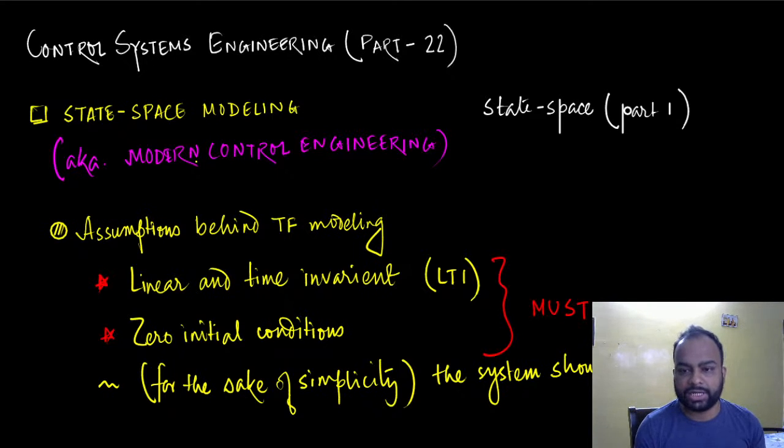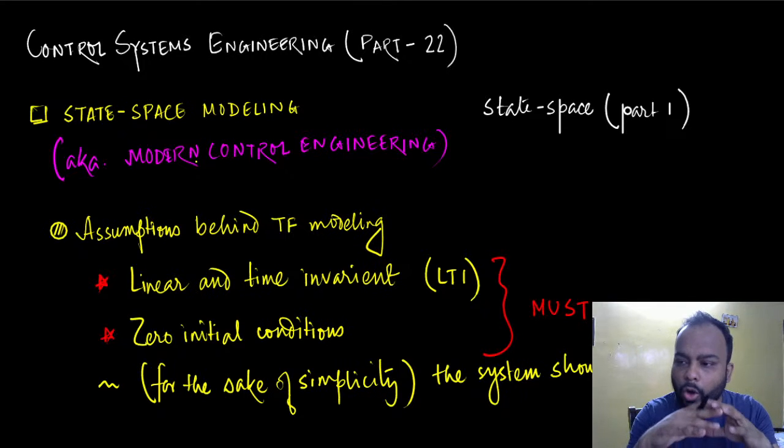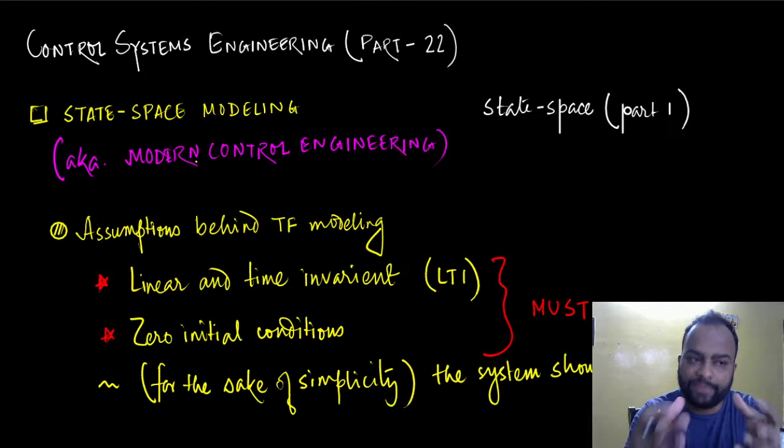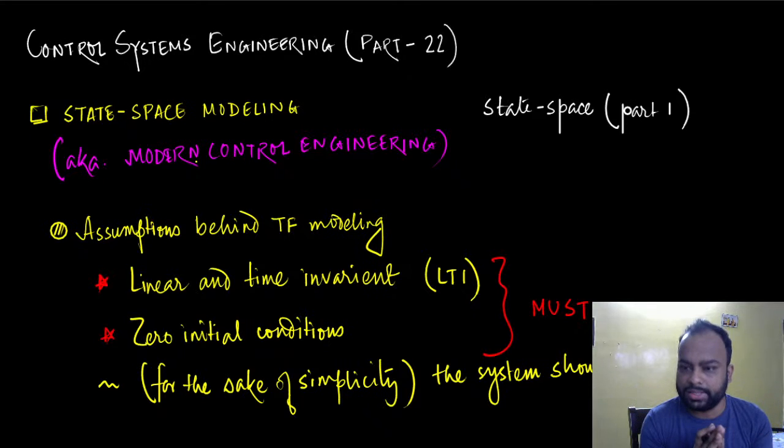Because when we started with the differential equation model of a system, there wasn't really any condition behind it, right? If you have a dynamic system and if you understand the mathematics, you can always write the differential equation or differential equations representing the system. Now on top of that we imposed conditions, but the differential equation itself did not come with any condition. We imposed conditions of linearity, time invariance, and zero initial conditions on top of the differential equation.